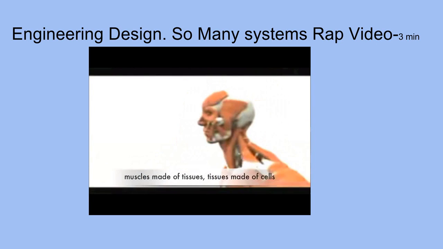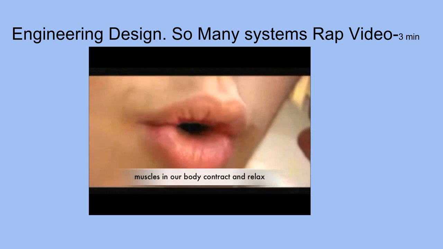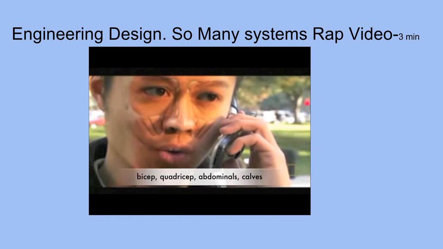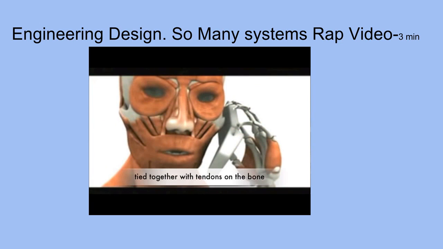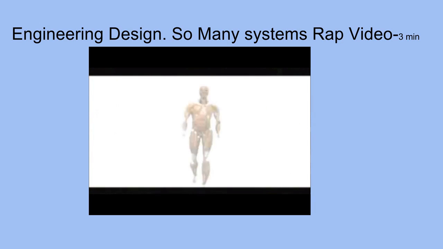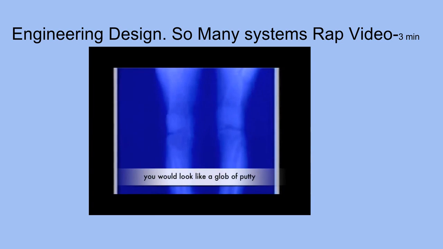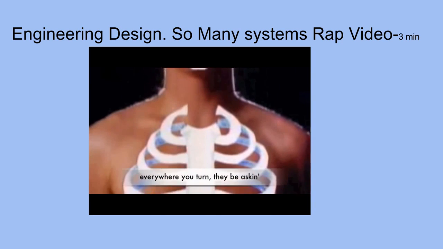Muscles made of tissues, tissues made of cells. We all know now cells are made of organelles. Muscles in our body contract and relax. Bicep, quadricep, abdominals, calves. Tied together with tendons on the bone. Our muscles keep on pumping even when we're fully grown. Without your skeletal system, you would look like a glob of putty.